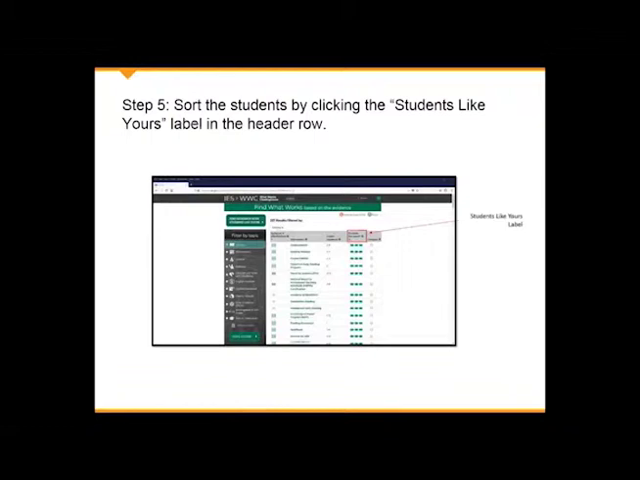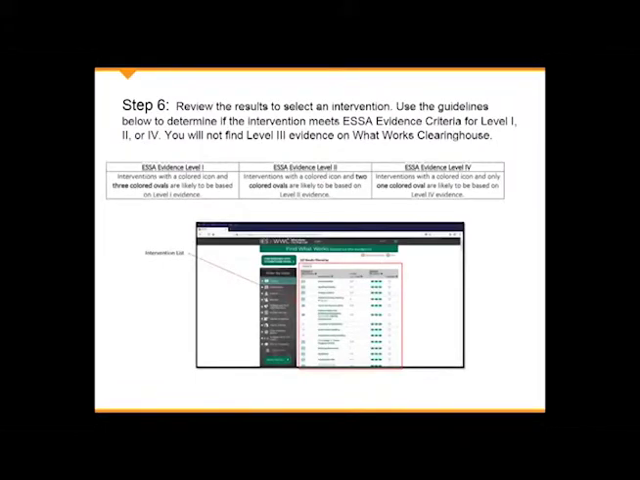Step 5, you'll sort the students by clicking Students Like Yours label in the header row. Please note that when you see 3 green ovals, that will represent research that was conducted with students very similar to yours. 2 green ovals will indicate the research was conducted with students similar to yours, and 1 green oval indicates that the research was not conducted with students similar to yours. Step 6, you'll review the results to select an intervention. Use the guidelines list to determine if the intervention meets ESSA evidence criteria for levels 1, 2, or 4. You will not find level 3 evidence on What Works Clearinghouse.